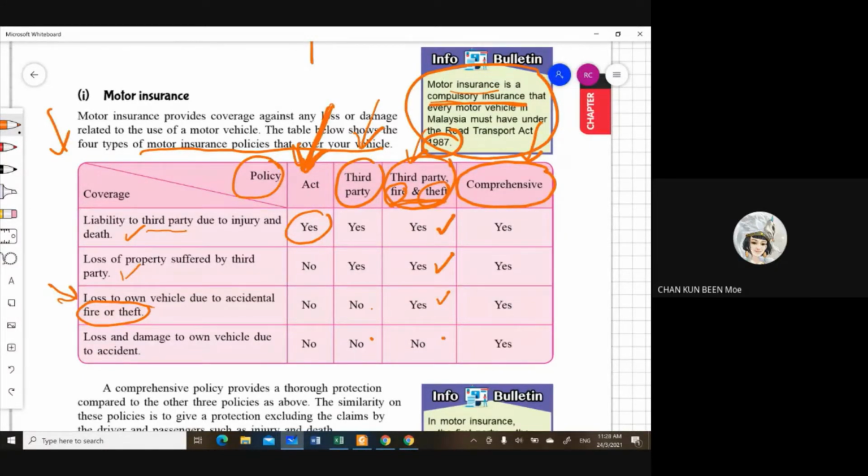So we look at what is the last one under the comprehensive, meaning that they cover everything. You can see yes, including the last one. Last one is the loss and damage to own vehicle due to accident. Okay, so the one that we usually buy, they cover everything. Cover the loss and damage to your own vehicle, cover the loss to own vehicle due to fire or theft. Okay, meaning somebody stole your car, and loss of property suffered by third party, and the liability to third party due to injury and death. Okay, everything here.